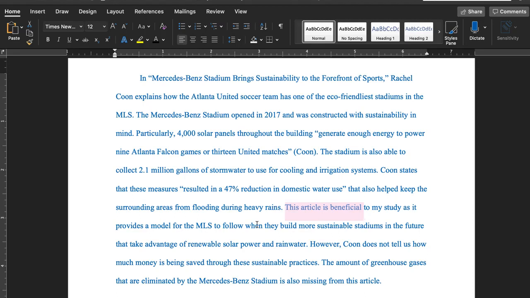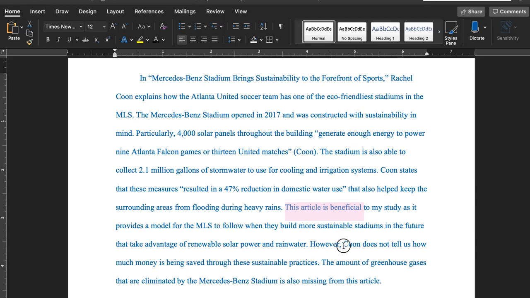And then you'll see that I note, why is it helpful? Particularly, I say it provides a model for the MLS to follow when they build more sustainable stadiums in the future, right? So we can adapt that idea that Atlanta has used, and in the future, when they create new stadiums, ask them to do the same thing.